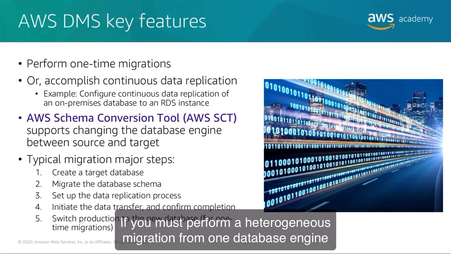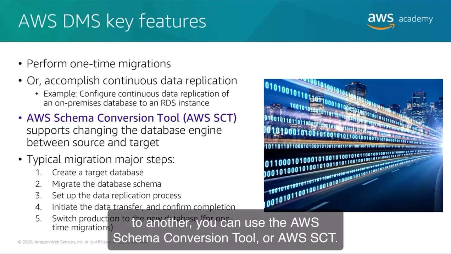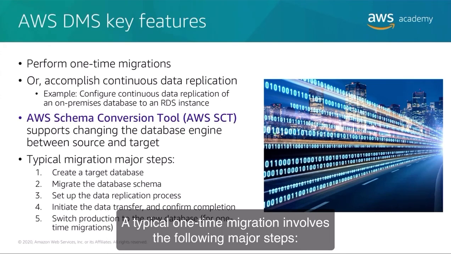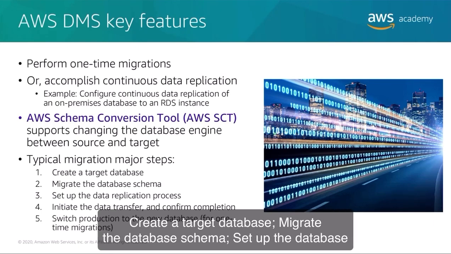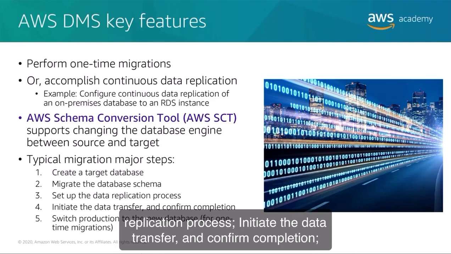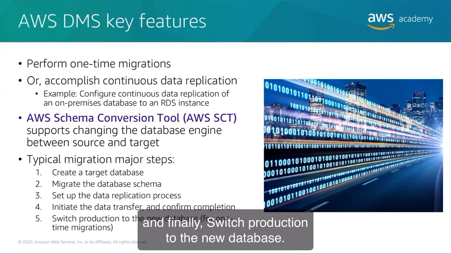If you must perform a heterogeneous migration from one database engine to another, you can use the AWS Schema Conversion Tool, or AWS SCT. A typical one-time migration involves the following major steps: create a target database, migrate the database schema, set up the database replication process, initiate the data transfer, and confirm completion. And finally, switch production to the new database.